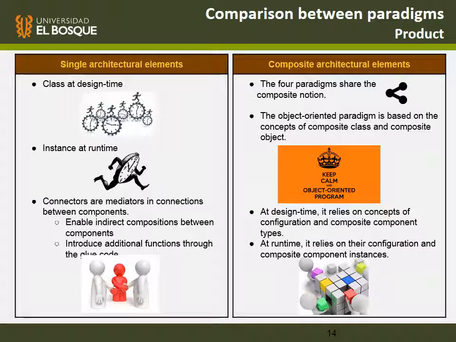Now, in the composite one, the four paradigms share the composite notion. The object-oriented paradigm is based on the concept of composite class and composite object. At the same time, it relies on concepts of configuration and composite component types, and at runtime, it relies on their configuration and composite component instance.